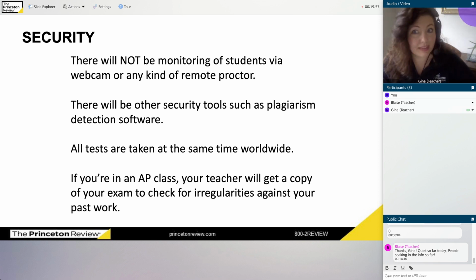So this is some of the things I just talked about. You will not be monitored by any sort of microphone or webcam, which is nice. But you will be subject to the anti-plagiarism software, and it's even possible that your AP teacher could be asked to check for any irregularities in your writing. So make sure this is all your own material.